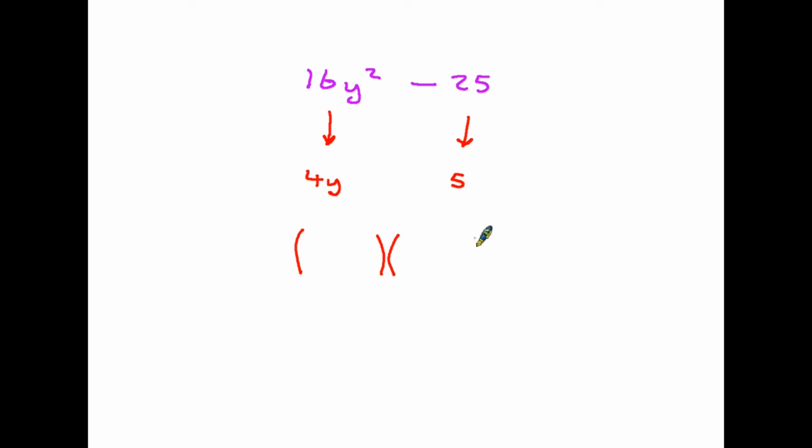So we open our two brackets and we follow the same rules. We know this is going to be a plus b, a minus b. So in this case, 4y plus 5 and 4y minus 5.